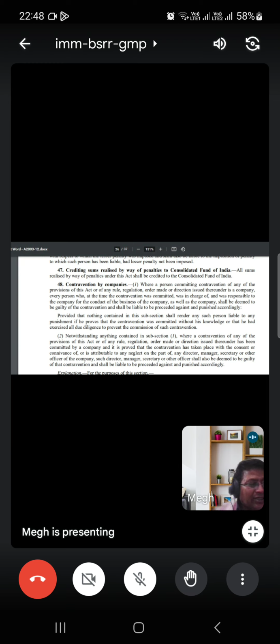The second difference is that under the MRTP Act, there was a provision related to unfair trade practices, added in 1984, relating to misleading advertisements, etc. But under the Competition Act, there is no provision related to unfair trade practices. Now, unfair trade practices are part of the Consumer Protection Act 2019. So that is the second point of difference.